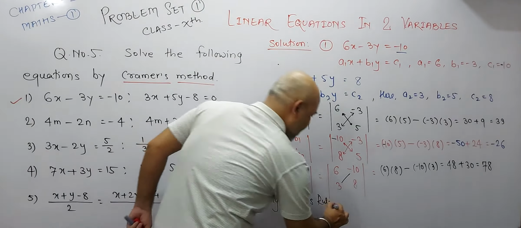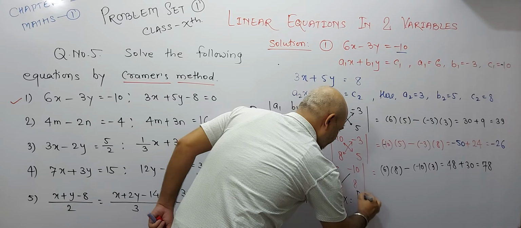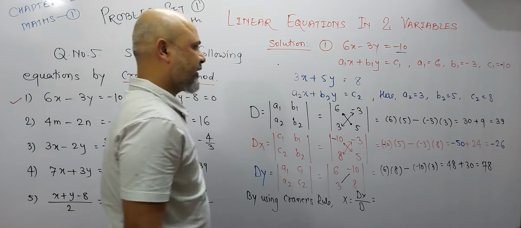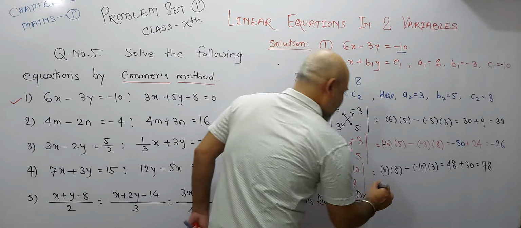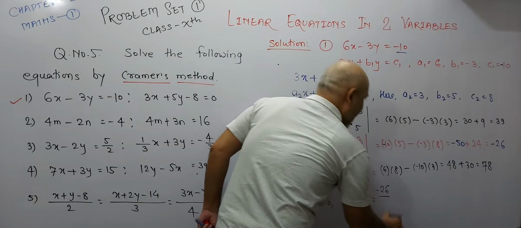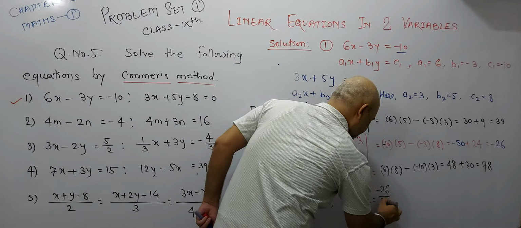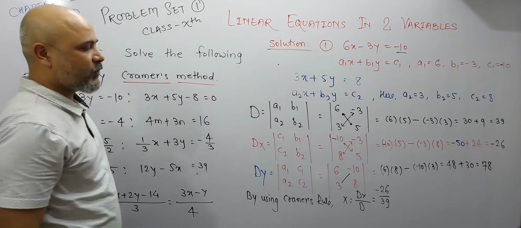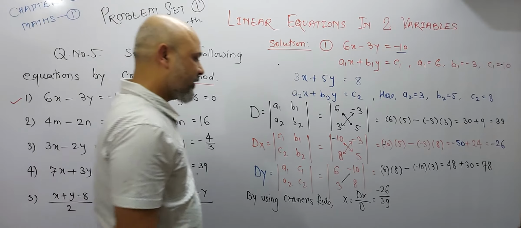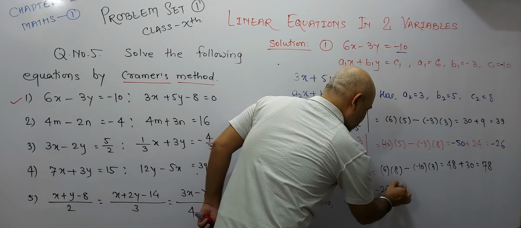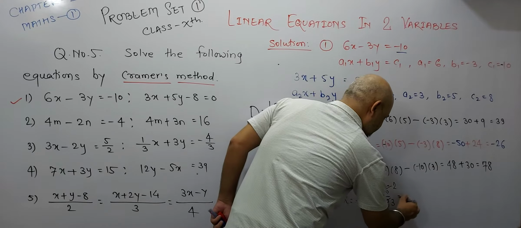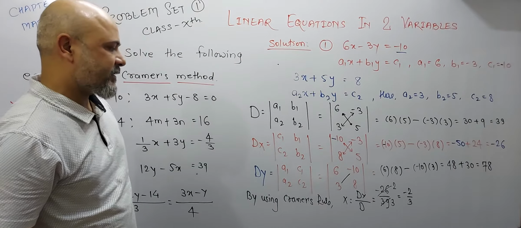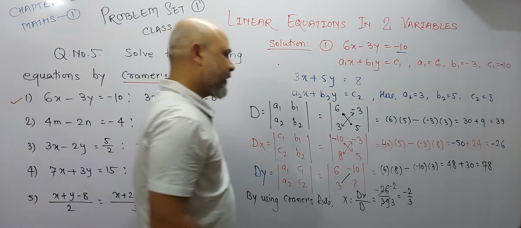Cramer's rule or Cramer's method: x is equal to dx upon d. What is dx? Dx is minus 26, divided by d. D is 39. So both numbers are divisible by 13. 13 twos are 26 and 13 threes are 39. So this will be minus 2 divided by 3. So the value of x is minus 2 divided by 3.